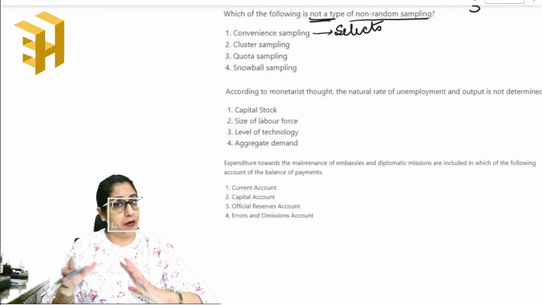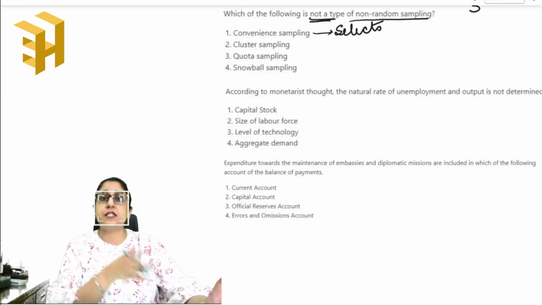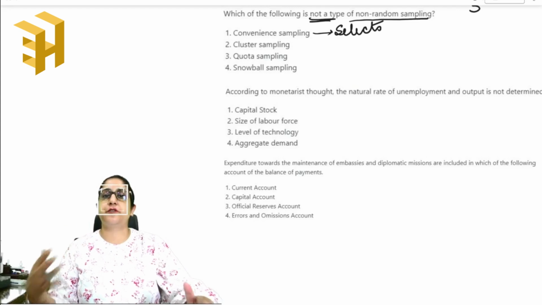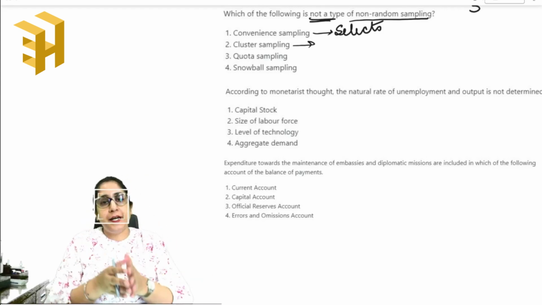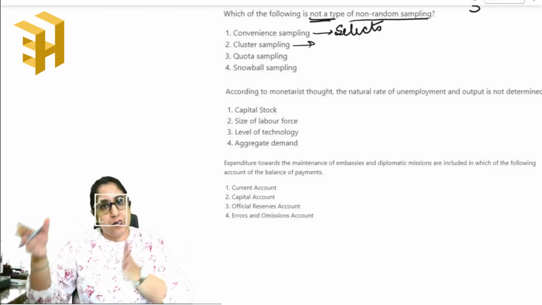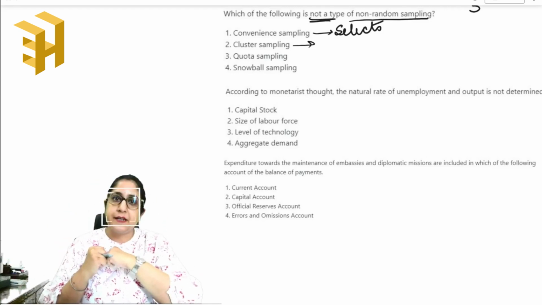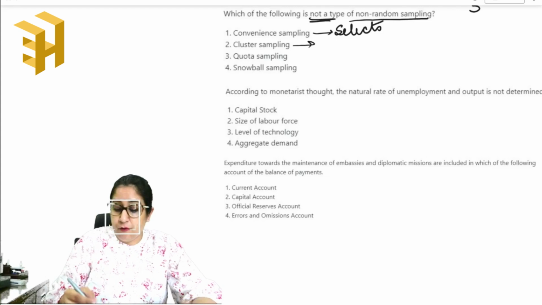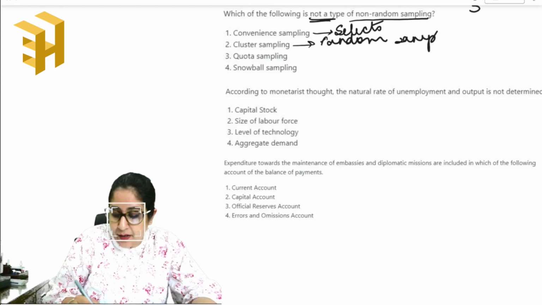So it is a non-random sampling, okay? Because it is not based on probabilities, but it is based on the convenience of the interviewer. Second is your cluster sampling. Cluster sampling is that you divide the population into different clusters and then select from those clusters, right? So this is a kind of random sampling. It has probability attached to it. Okay, so the answer is cluster sampling.